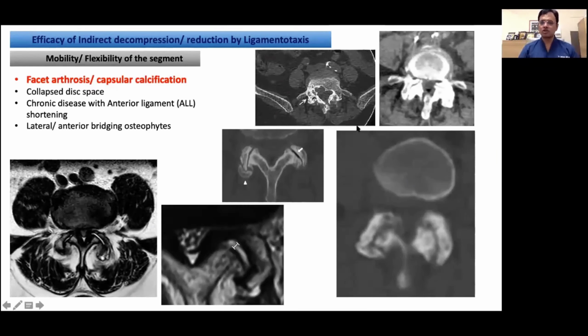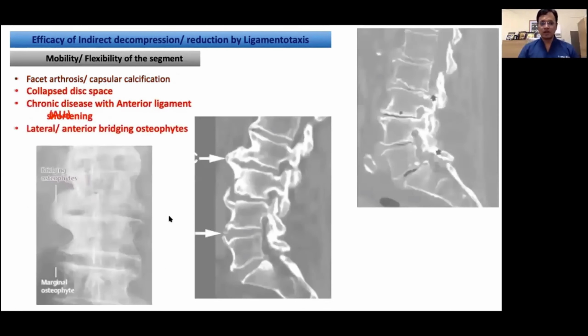We need to consider facet arthrosis or capsular calcification, which is one of the most commonly neglected factors, because in the presence of such severe facetal hypertrophy or calcification, doing an anterior interbody distraction is just going to result in reverse compressive forces. Though it may increase the lordosis in the initial phase, the amount of compressive forces acting may result in cage subsidence in a later period. And of course, the presence of calcifications like this, overhanging facets, or capsular calcification may prevent any kind of distraction or any kind of reduction that we are planning to achieve. These things should be taken into consideration.